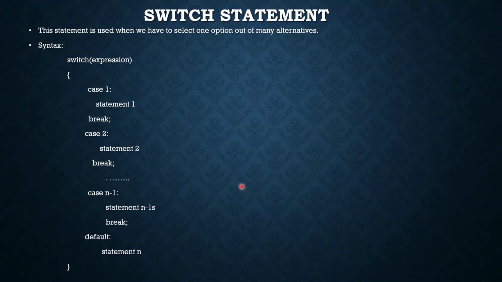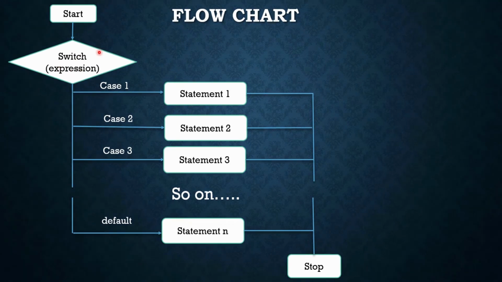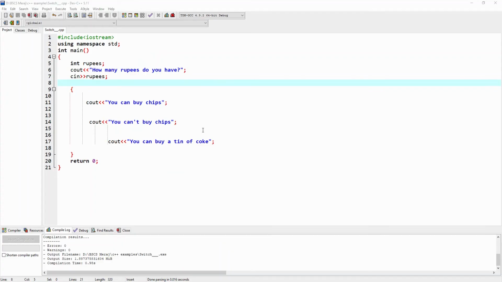Then we explain it with the help of a flowchart. So now there is a flowchart. It first of all gives the expression and checks it, and then it directly executes the statement block which is true. If all these cases are not true, it executes the statement in this default. Now we explain it by writing a C++ program. Now there is a program and we have to display these three statements according to switch syntax.